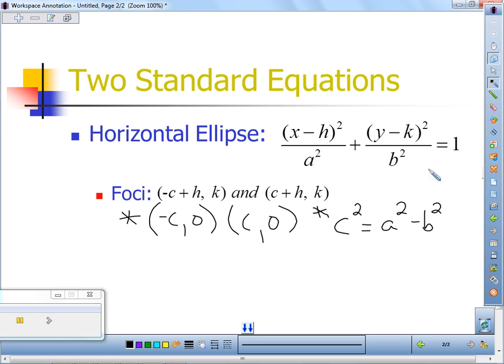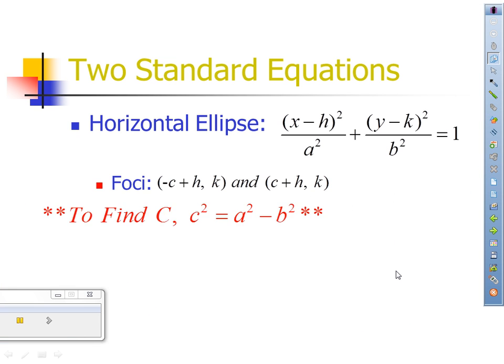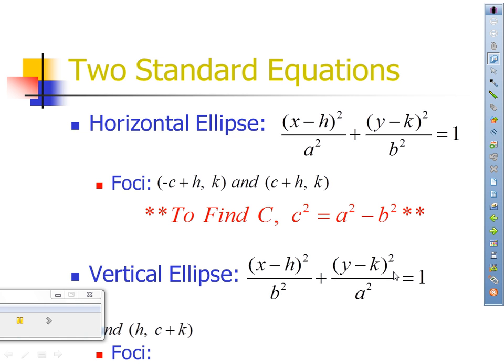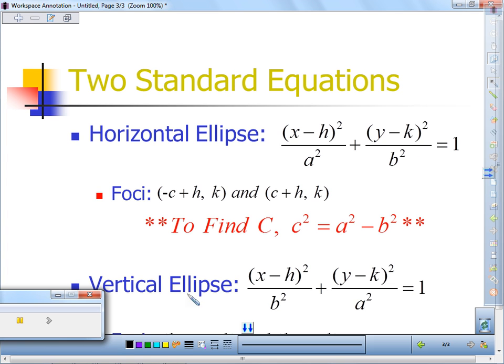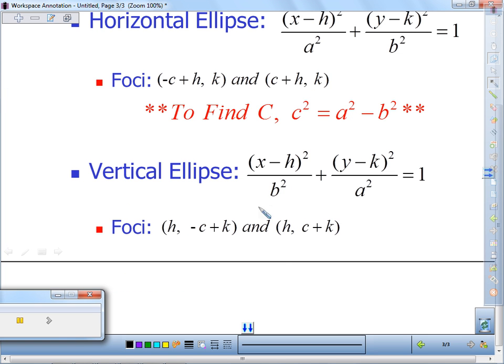Now you have these two formulas. I'll go ahead and put it up here, and then the vertical ellipse. Again, we're going to be at the origin. So what we're going to end up having is x squared over b squared plus y squared over a squared is equal to 1.